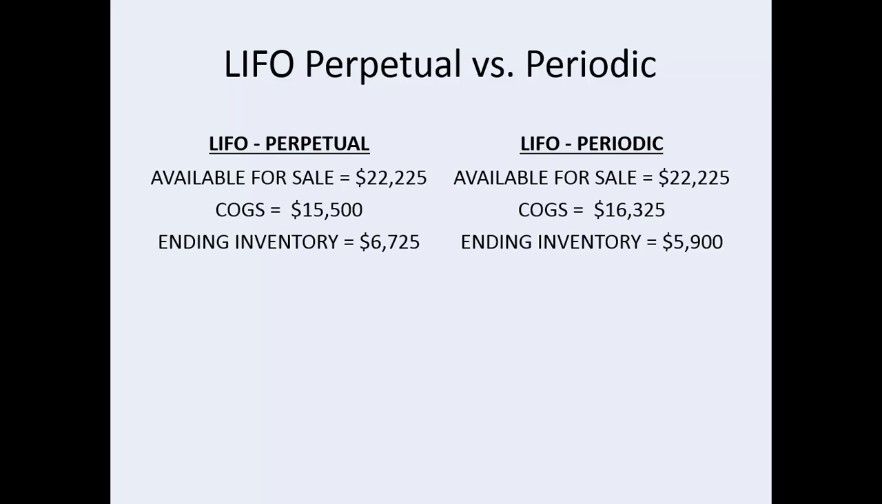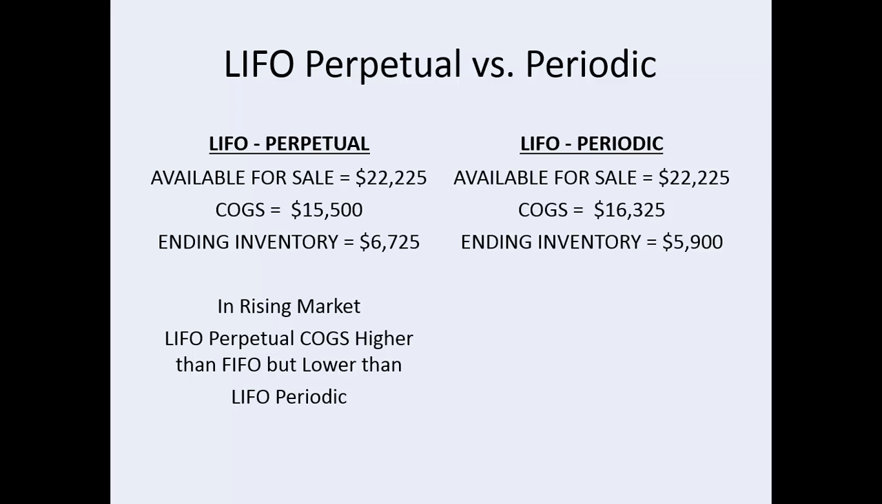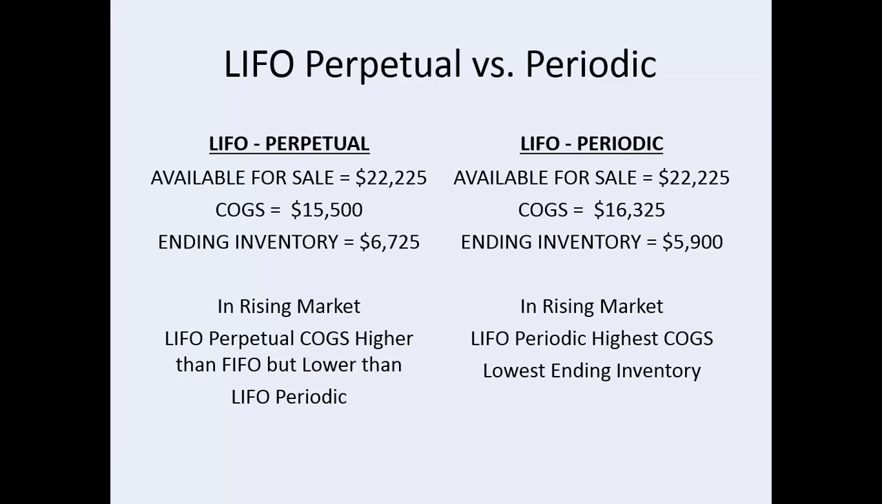So look at the differences with perpetual and periodic. Cost of goods sold, perpetual, $15,500, but periodic, it's higher, $16,325, and ending inventory is lower with the periodic than the perpetual. Key to remember, in a rising market, in a normal inflationary market, LIFO perpetual cost of goods sold is higher than FIFO, but it will be lower than LIFO periodic. In a rising market, LIFO periodic will have the highest cost of goods sold and the lowest ending inventory.